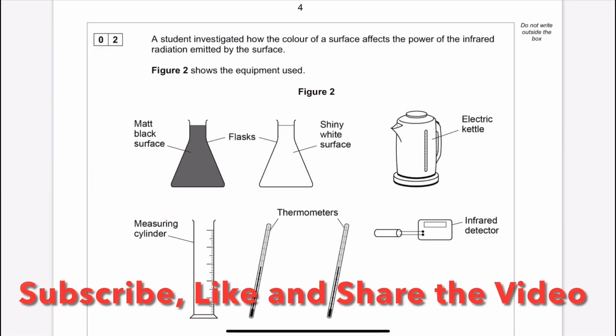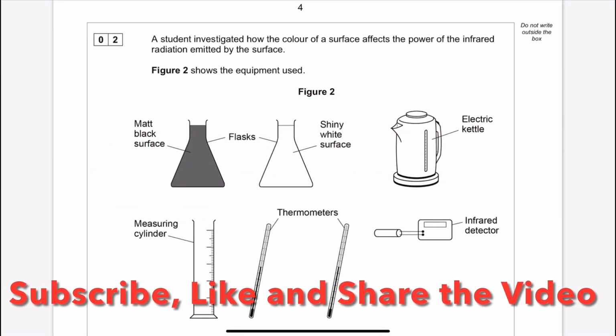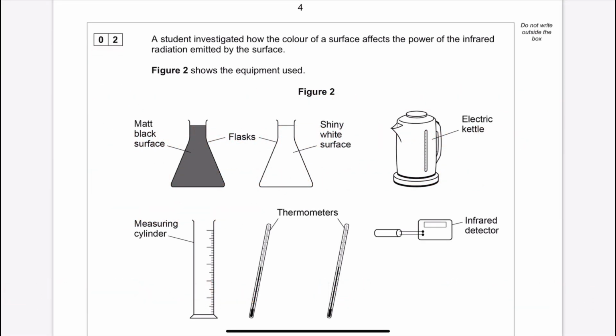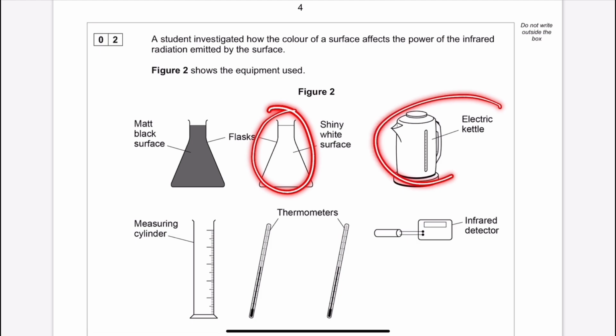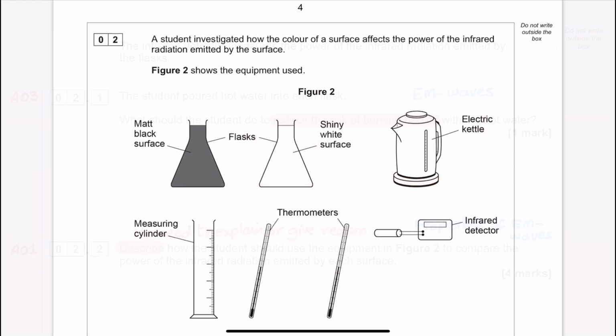Question number 2. A student investigated how the color of a surface affects the power of the infrared radiation emitted by the surface. Figure number 2 shows the equipment used. We can see here the infrared detector, thermometers, measuring cylinders, a black surface flask, a shiny white surface flask, and an electric kettle.